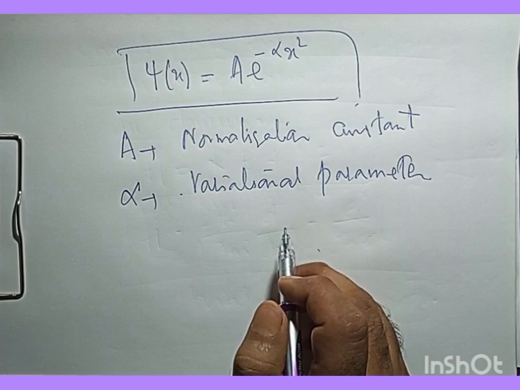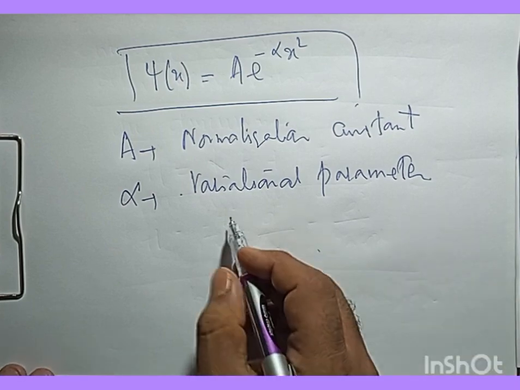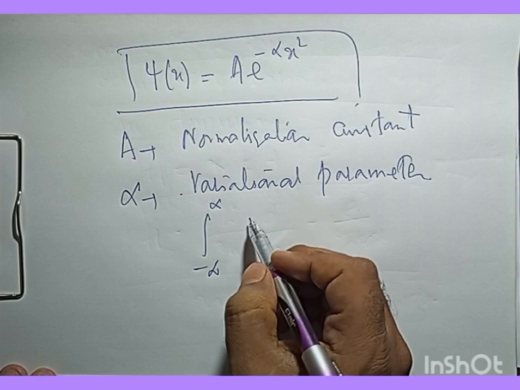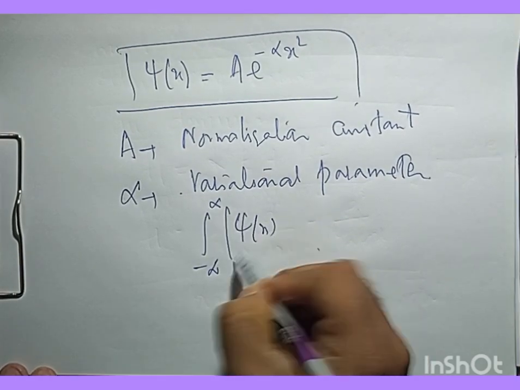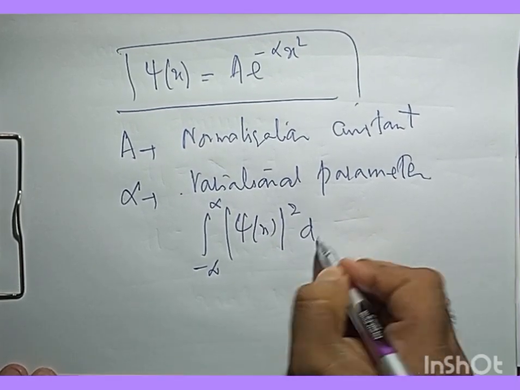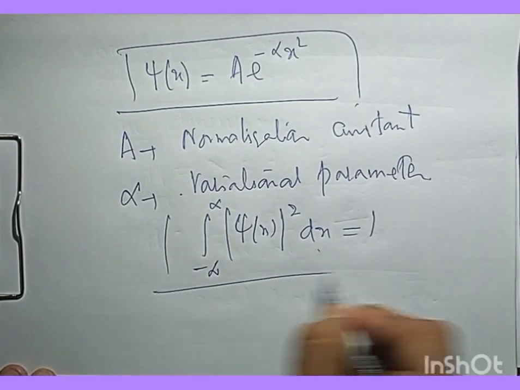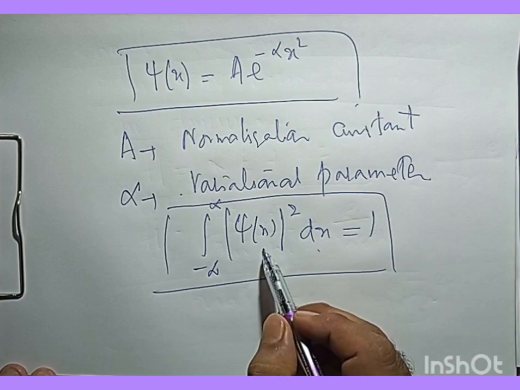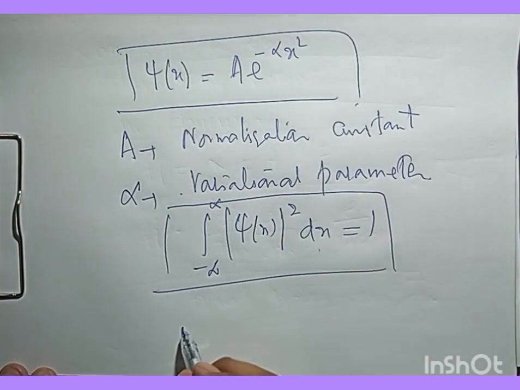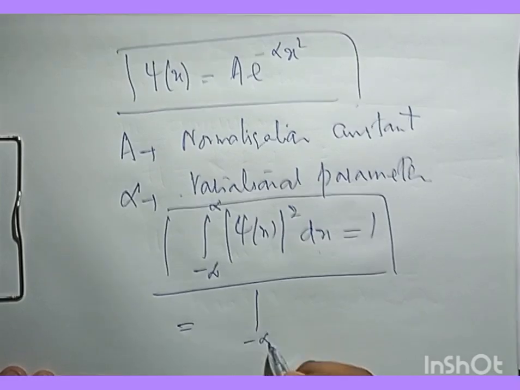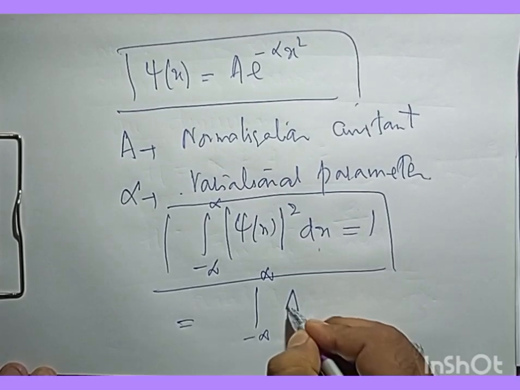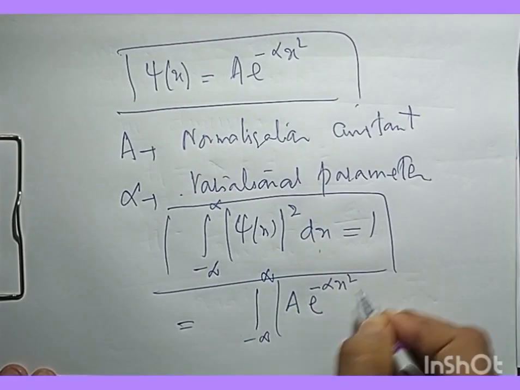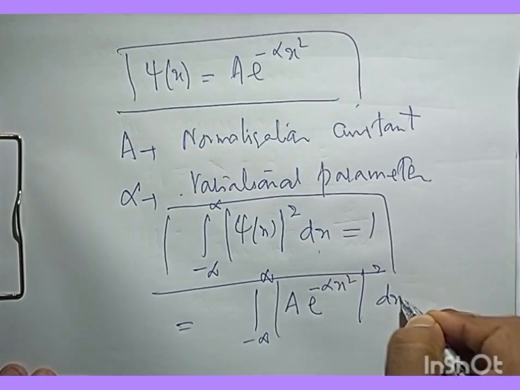Now, what we mean by normalization is that the integral from minus infinity to infinity of psi of x whole square dx equals 1. This is what normalization means. We can substitute this wave function into the normalization condition: the integral from minus infinity to infinity of A e to the power of minus alpha x square, whole square, dx is equal to 1.